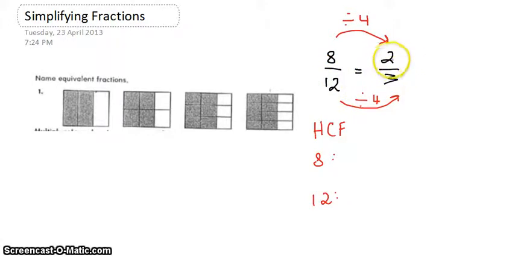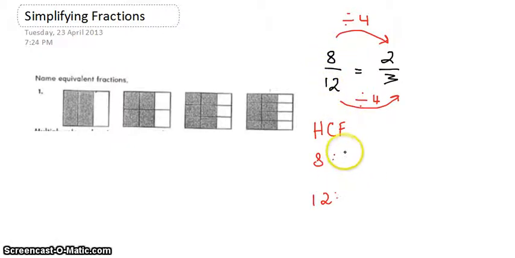So it's really working back the other way. Instead of multiplying our numbers to get bigger, we're dividing our numbers to get them smaller so that we represent the lowest possible fraction. That's what simplifying means.